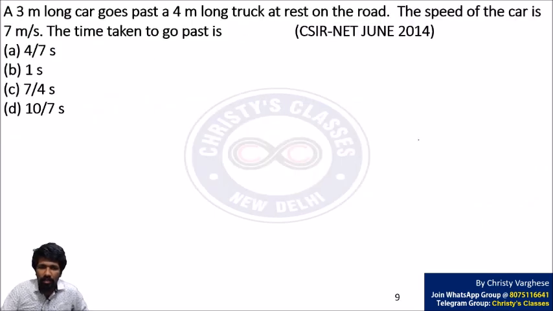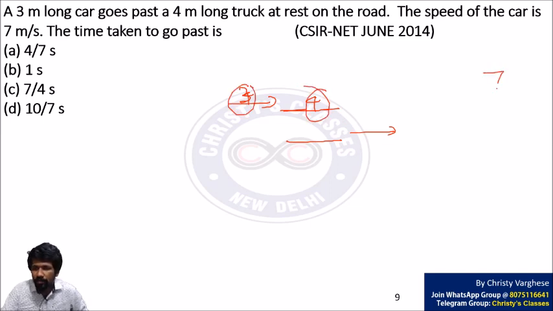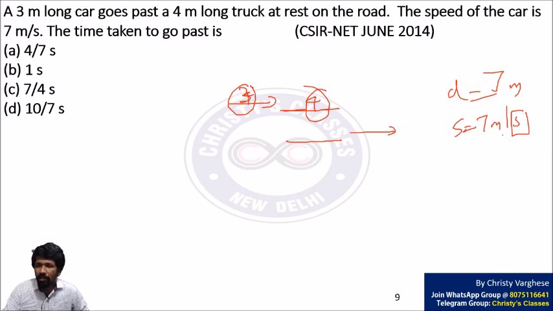Again briefly summarizing what I told: a 4 meter car crossing a 3 meter car, or a 4 meter truck. Crossing means the total length to be covered is 4 meter plus 3 meter, 7 meter. Distance equals 7 meter, speed is equal to 7 meter per second. 7 meter per second itself finishes the question. 7 meter per second means 7 meter in 1 second. The question is asking 7 meter in how many seconds? 7 meter in 1 second, so option B is the answer.